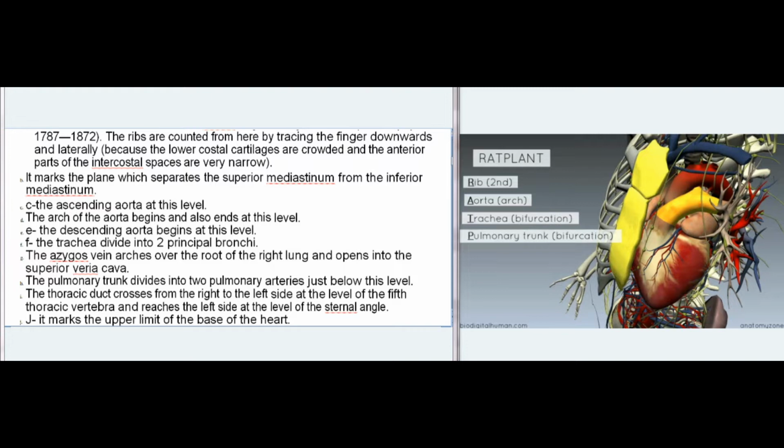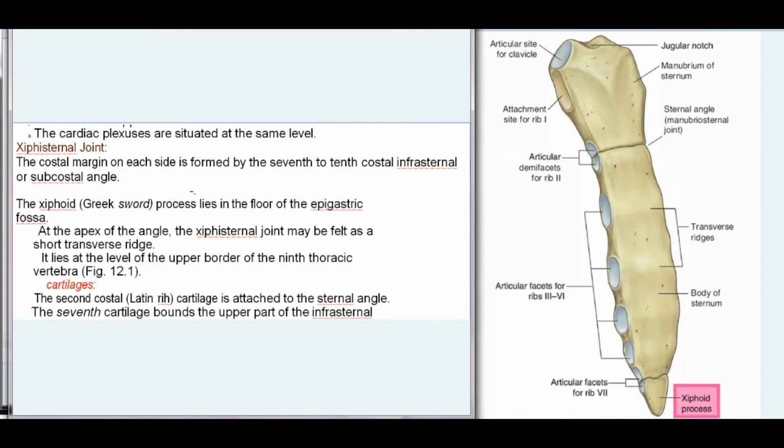G. The azygous vein arches over the root of the right lung and opens into the superior vena cava. H. The pulmonary trunk divides into 2 pulmonary arteries just below this level. I. The thoracic duct crosses from the right to the left side at the level of the 5th thoracic vertebra and reaches the left side at the level of the sternal angle. J. It marks the upper limit of the base of the heart. K. The cardiac plexuses are situated at the same level.